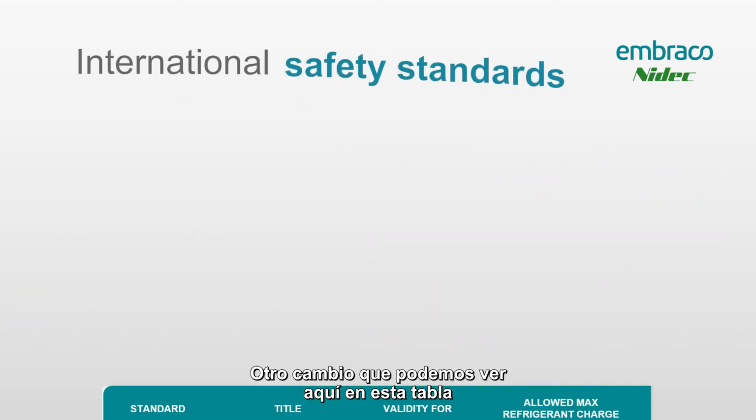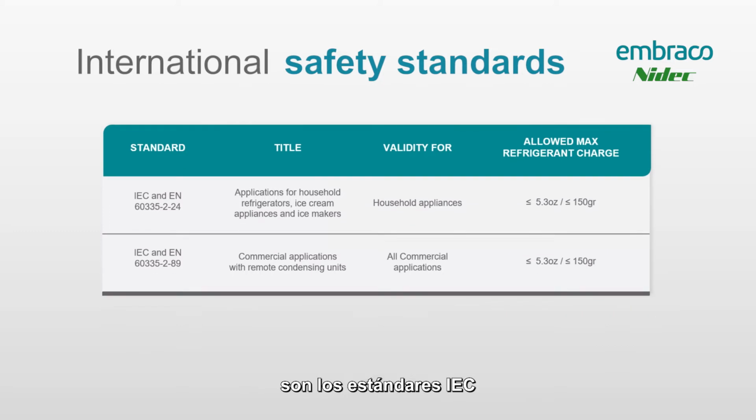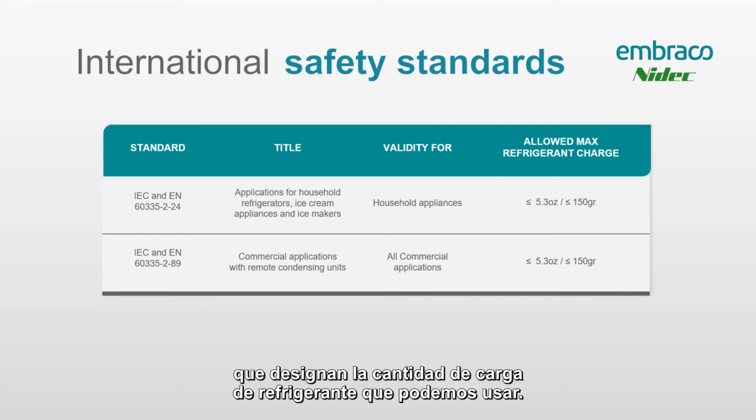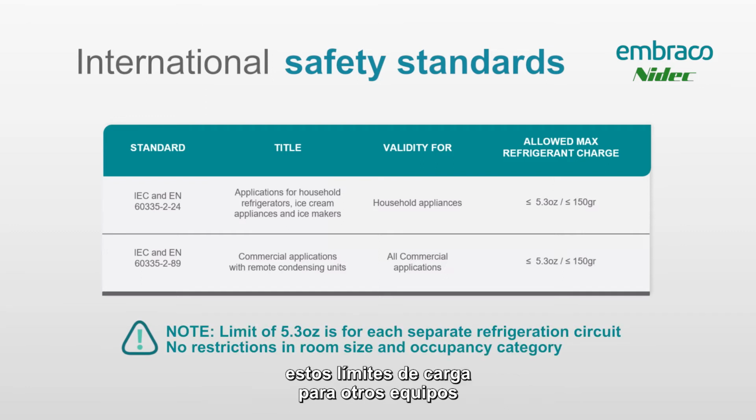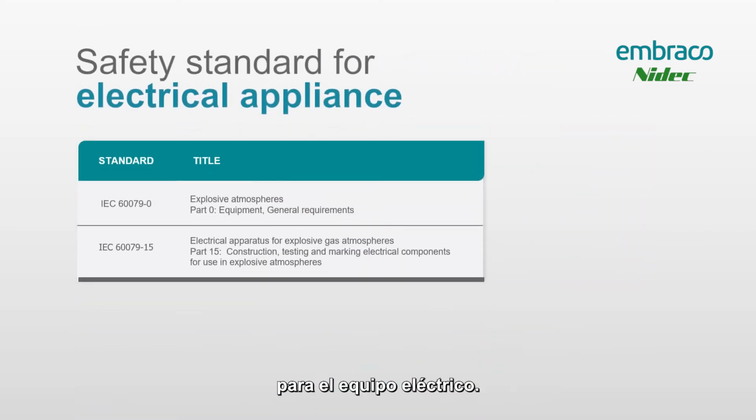Another change that we can see here in this chart is the IEC standards that designate how much of a refrigerant charge we can use. This is a bit different just because you're not used to seeing these charge limits for other equipment in your older traditional refrigerants, but otherwise, as we've discussed before, it's a 5.3 ounce charge or 150 grams for right now here in the US. On this chart, you'll see some of the IEC standards for the electrical equipment.